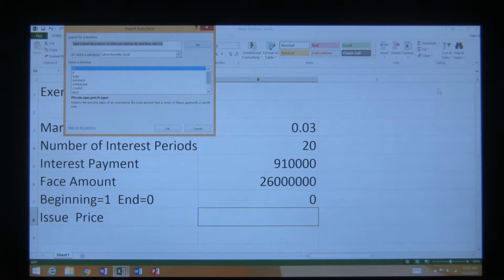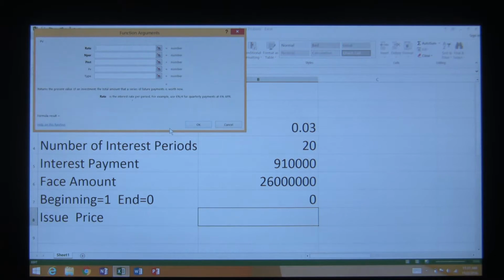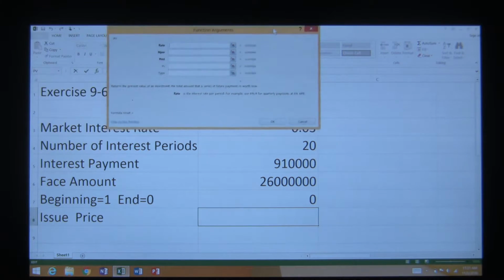Pick more functions. Now, mine will almost always go to present value. I use that a lot. Yours may not. So if it doesn't, go to financial. Scroll down till you come to present value. Not NPV, but PV. Say OK. And then it wants us to give it the numbers.